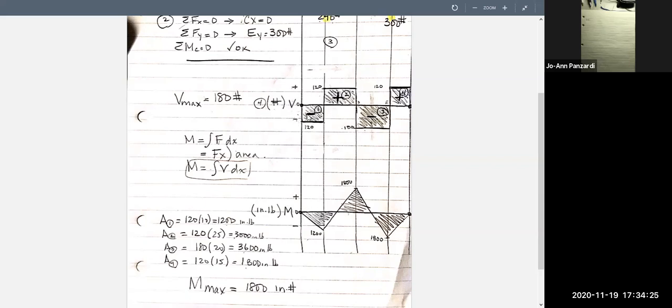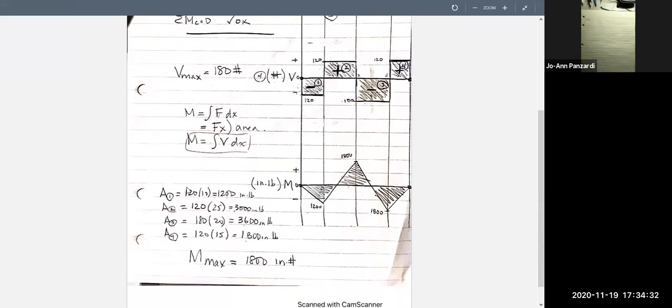And I put a negative when the area was negative and a positive when the area was positive. And then we calculated the areas for those four sections.